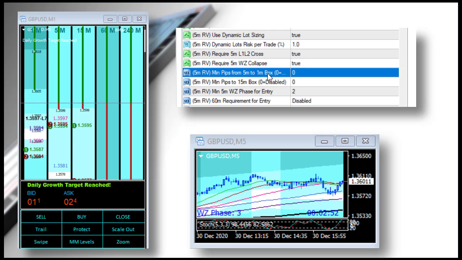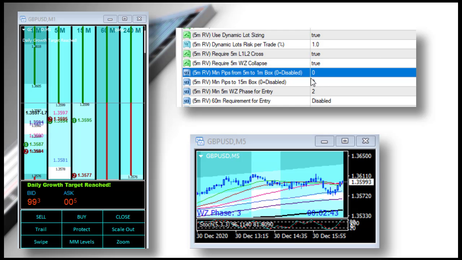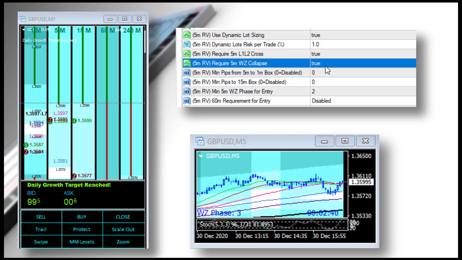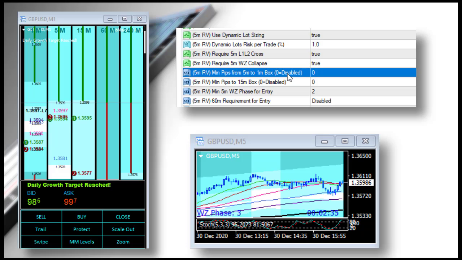Minimum pips from 5 minute to 1 box. I'm gonna have to open this up a little bit. Boom. Okay, so I have it disabled right now because I have these set to true. If you set this to false, you should definitely have this not set to 0. This is the distance between the 5 and the 1 minute boxes.